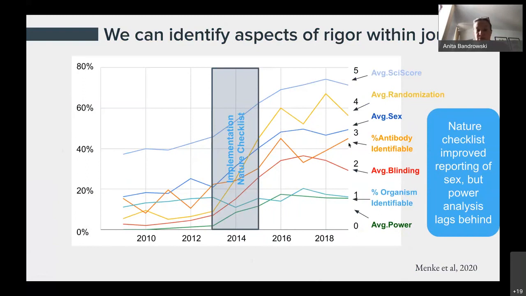Antibody identifiability did jump too, but not nearly as much as Cell. Cell went from about 10% to 90%. Nature jumped from 20% to about 40%. It's a good improvement, not great. Blinding actually went up pretty well for that journal, but organism identifiability and power calculations really have not kept up yet. But this is what we're looking at. And again, the overall score here went from 2 to about 4.5, which is just reflecting all of these individual measures. You can see where a lot of effort by the journal is having a very positive change on what's being published.